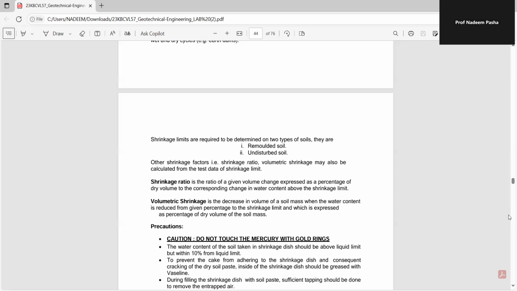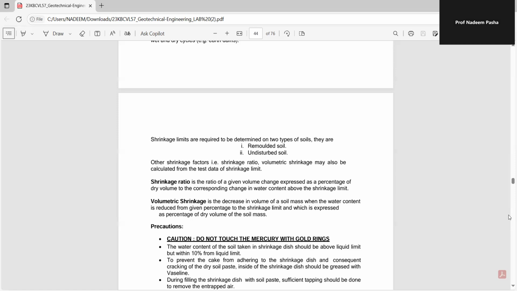Shrinkage ratio is the ratio of a given volume change, expressed as a percentage of dry volume, to the corresponding change in water content above the shrinkage limit. And the volumetric shrinkage is the decrease in volume of the soil mass when the water content is reduced from a given percentage to the shrinkage limit, expressed as a percentage of the dry volume of the soil mass.